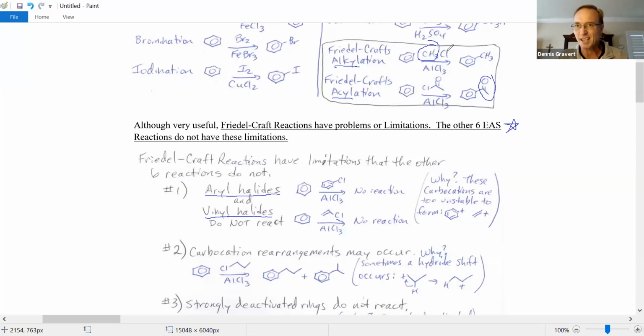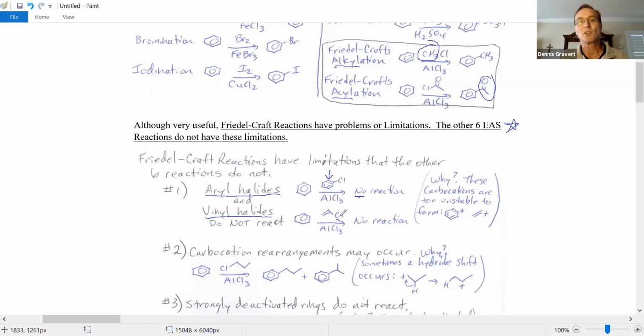It's alkyl halides and acid chlorides. Those are the 2 reagents. Other halide reagents don't work. So here's a couple examples. If you had chlorobenzene and aluminum chloride, and you're trying to do a Friedel-Crafts reaction, you go in the lab, it doesn't work. That's because this is not an alkyl halide and it's not an acid chloride. The same is true with this vinyl chloride here.